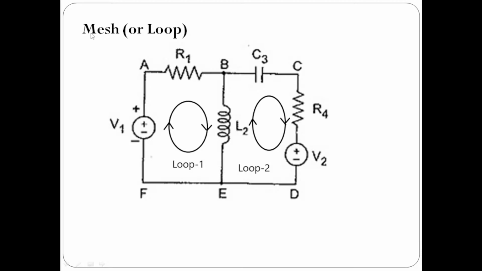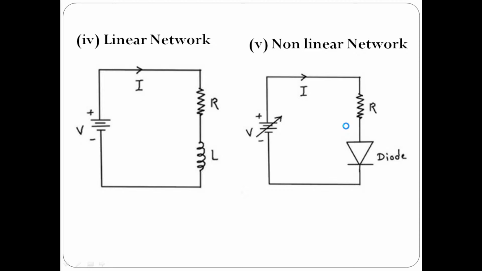Any direction you can consider, but it is better to prefer the direction according to the source in that particular loop. In whichever side the positive terminal of the source is there, from that side you assume the current direction for these loops. That will be easy for you. You will get all positive currents instead of negative currents. I hope you are able to understand if you are carefully listening to the class.